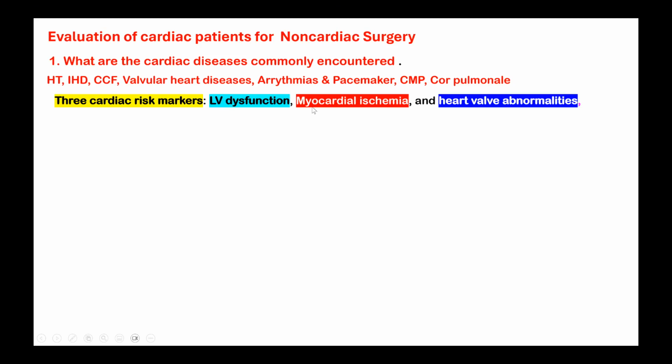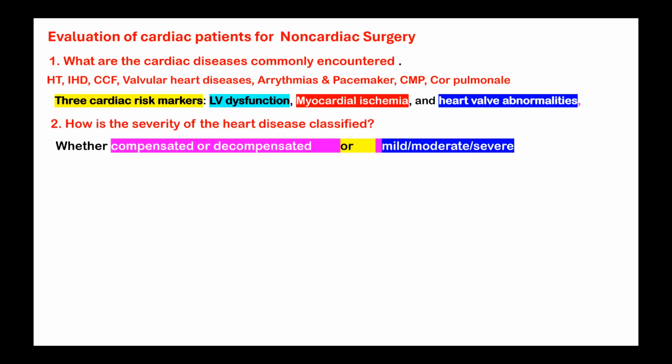Then myocardial ischemia, which is very common. And third is heart valve abnormalities. Especially aortic valve stenosis and severe mitral stenosis with atrial fibrillation and thromboembolic phenomena, they are all high-grade cardiac risk markers. Then, how do you assess or classify the severity of the heart disease?